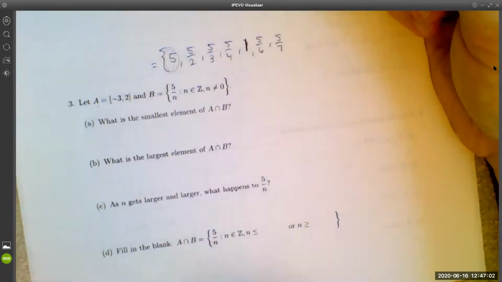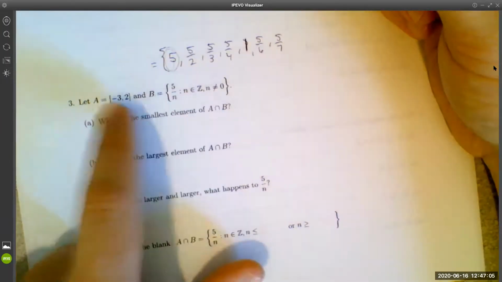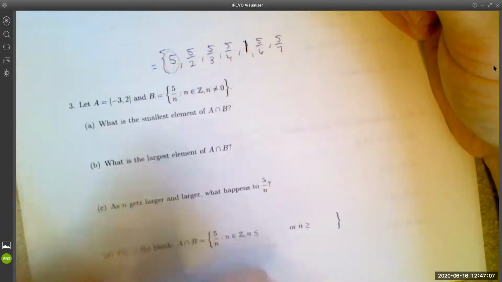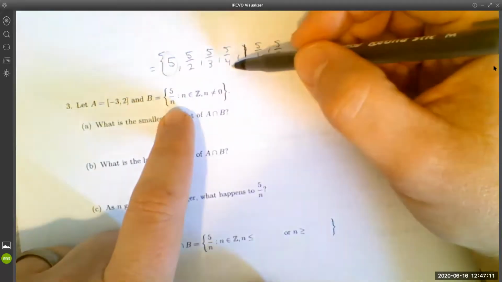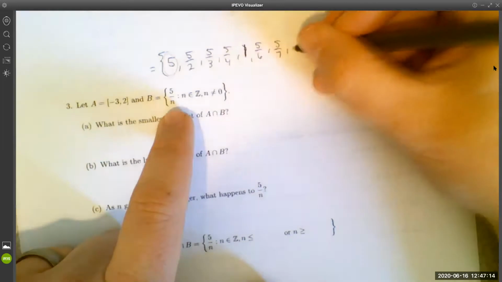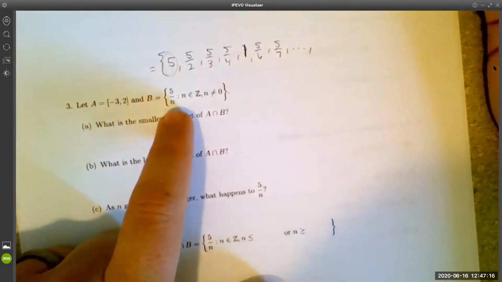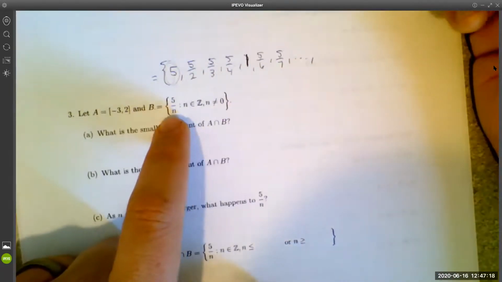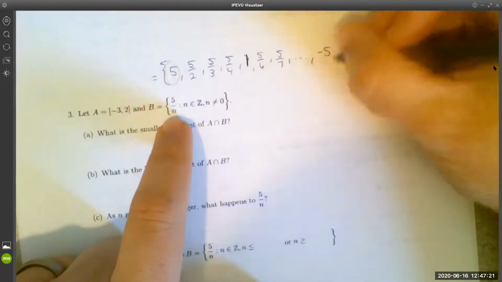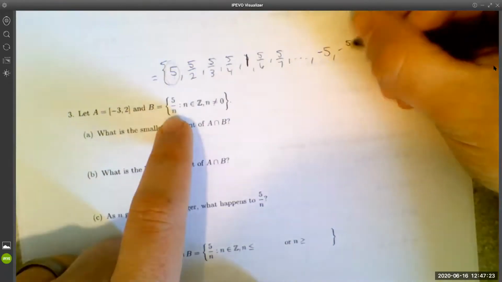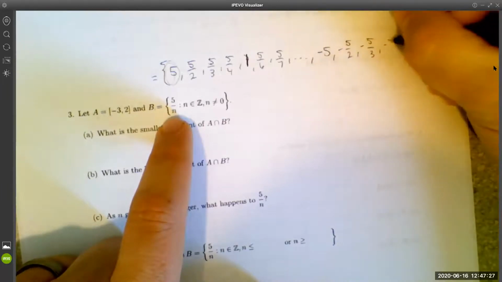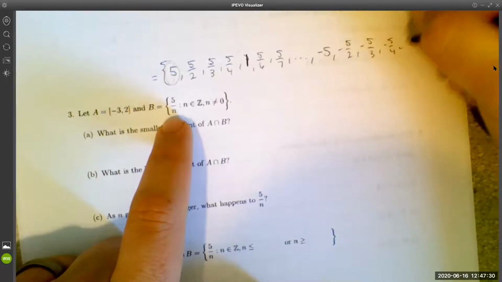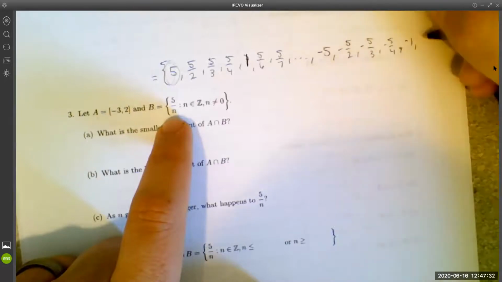That's not necessarily the largest element in A intersect B, because notice that 5 isn't even part of the set A. But anyway, that's only if I'm plugging in positive numbers. I can plug in negative numbers as well. If I plug in -1, then I get -5. If I plug in -2, I get -5 halves, and then -5 thirds, -5 fourths, -5 fifths, which is -1, -5 sixths, -5 sevenths.